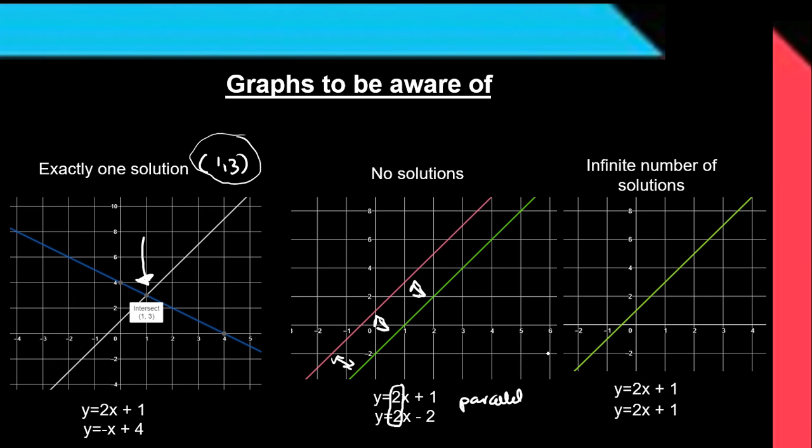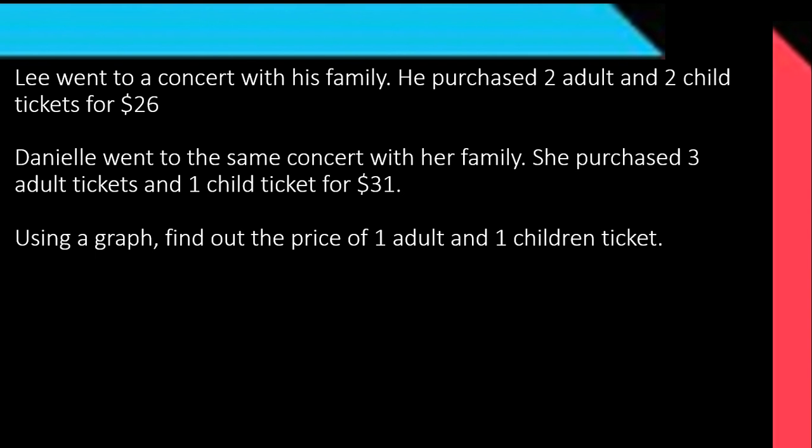Right, the last thing we're going to do then in this video is look at a real life question and see if we can solve the real life question using a graph. So, we have Lee went to a concert with his family. He purchased 2 adults and 2 child tickets for $26. Danielle went to the same concert with her family. She purchased 3 adult tickets and 1 child ticket at $31. Using a graph, can we find the price of 1 adult and 1 child ticket?